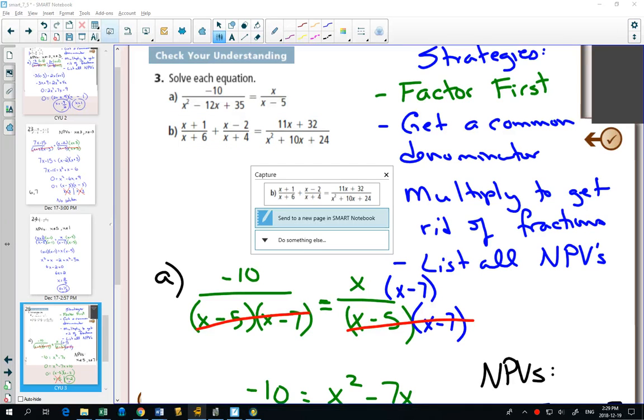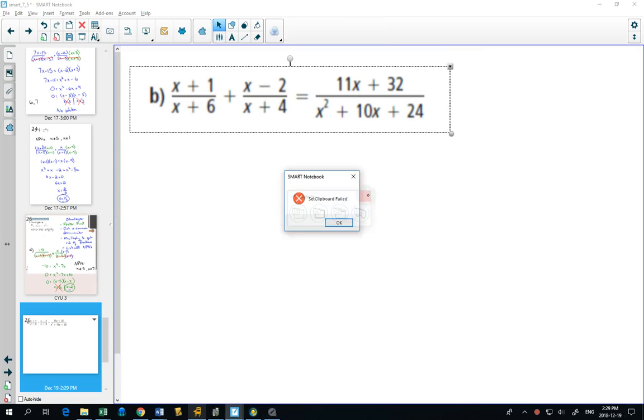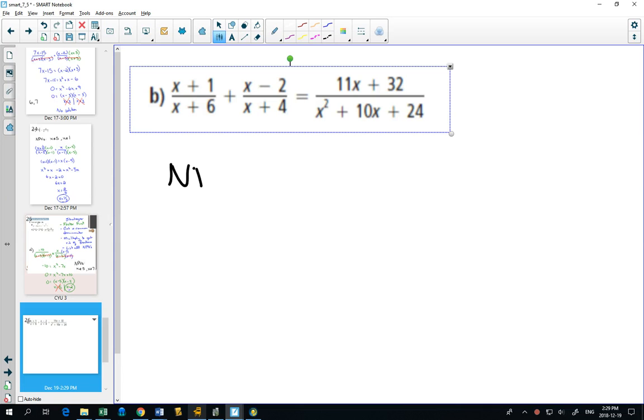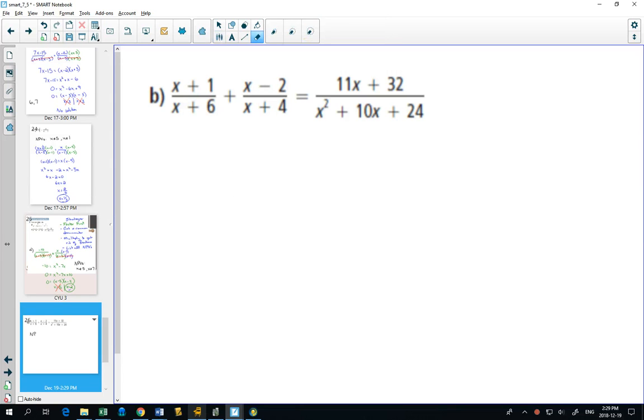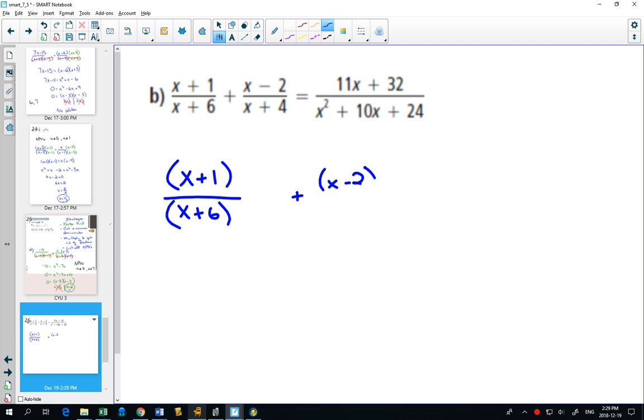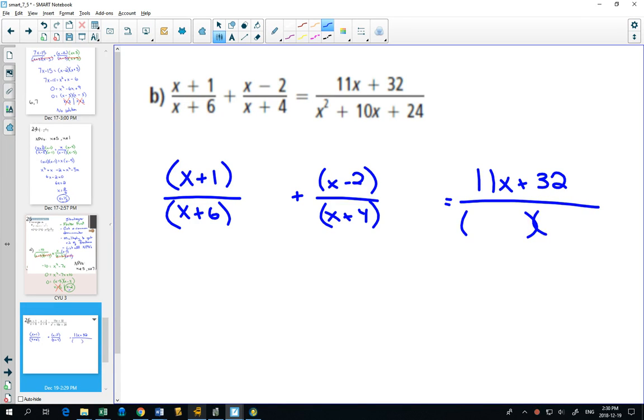Part B. So again, if we start with our non-permissible values, well, we have to factor first. We need to factor first. Here we have x plus 1 over x plus 6. Here we have x minus 2 over x plus 4. And here we have, well, 11x plus 32 doesn't factor, but the bottom factors, and x plus 6, x plus 4. And again, they give you a hint, kind of, in the other ones.